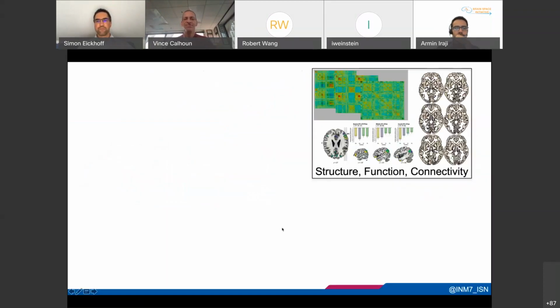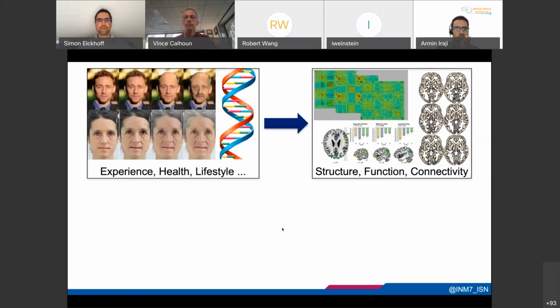Everybody who has ever looked at any neuroimaging data knows one fact for sure. There's a lot of inter-individual variability. No matter what you look at, brain structure, function, connectivity, subjects vary widely from each other. Some of that may be noise, but obviously much of it will be driven by the fact that we are all different. There are differences like age and gender, genetics, but also aspects that we are just starting to tap into, like experience, health, lifestyle, and so on.